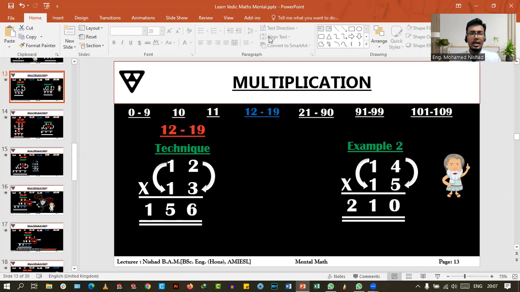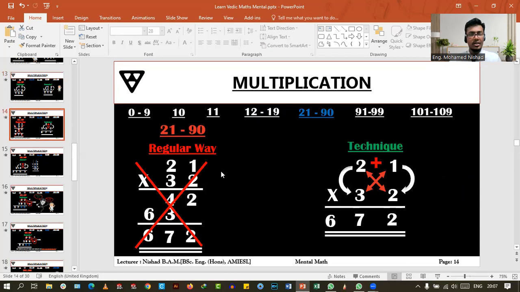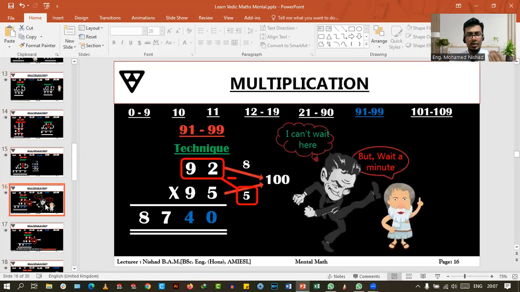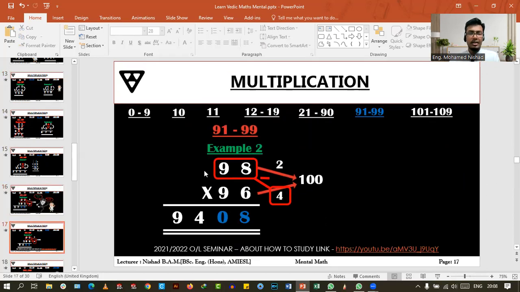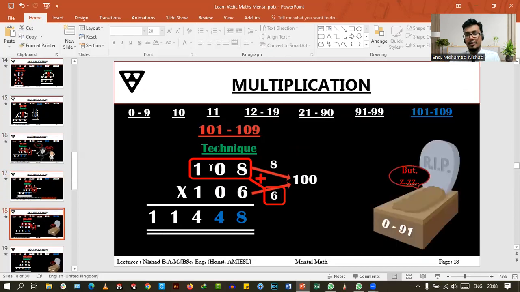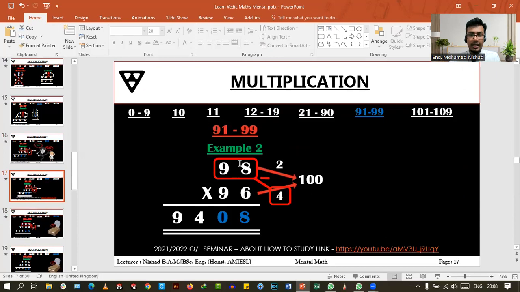Okay, I have explained these things to you earlier. If you are new to this class, I will provide you the recorded videos so that you can learn these things. Now we are going to learn more than 100, right? We also saw 98 times 96, and how we can calculate numbers between 91 to 99, right? Do you want me to explain these things?